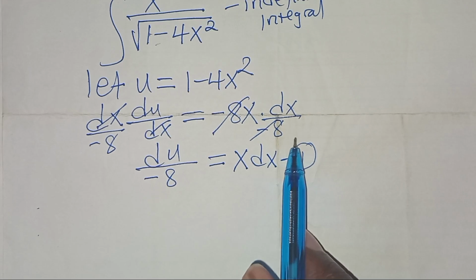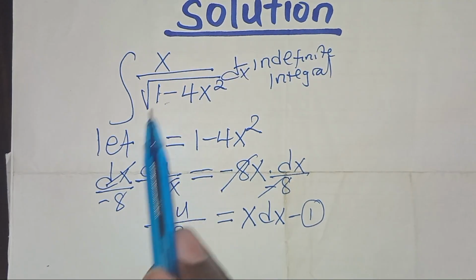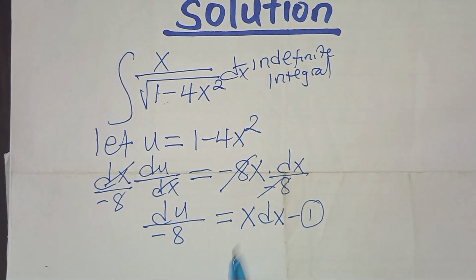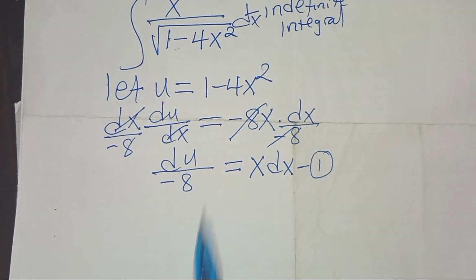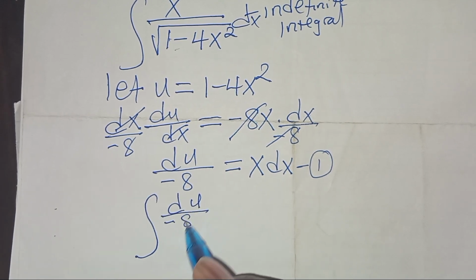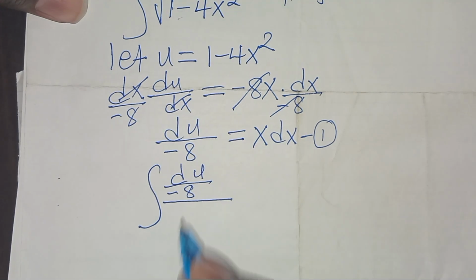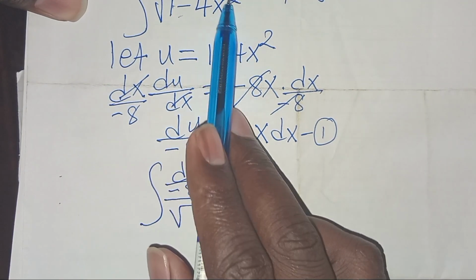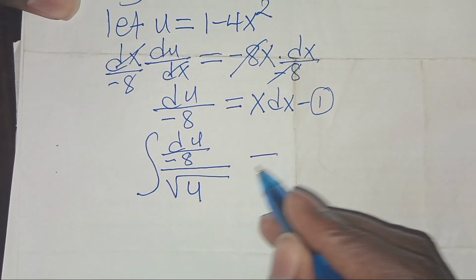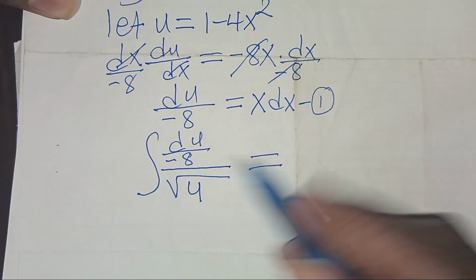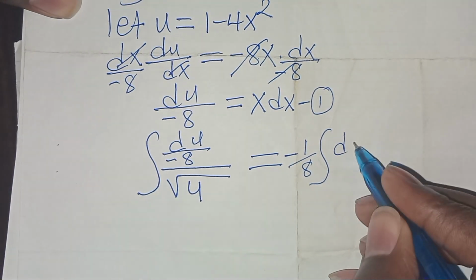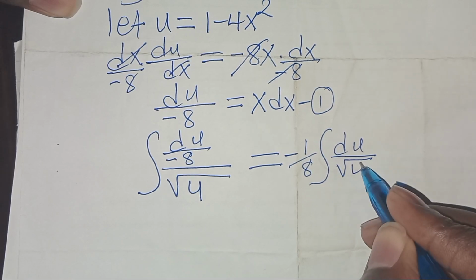Now from our integral function, x divided by square root of 1 minus 4x squared dx, x dx is the same thing as du divided by negative 8. So we'll have the integral of du divided by negative 8 divided by square root of 1 minus 4x squared, which is u. So let's substitute this in u. Now the next step, let's separate this: we have negative 1 over 8, the integral of du divided by square root of u.